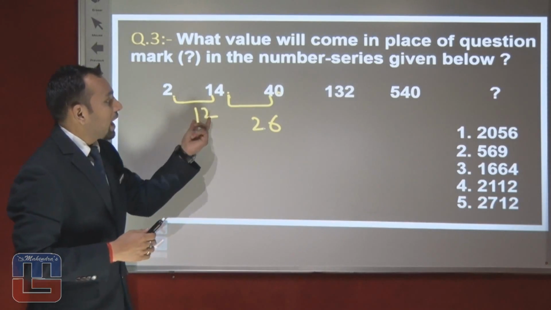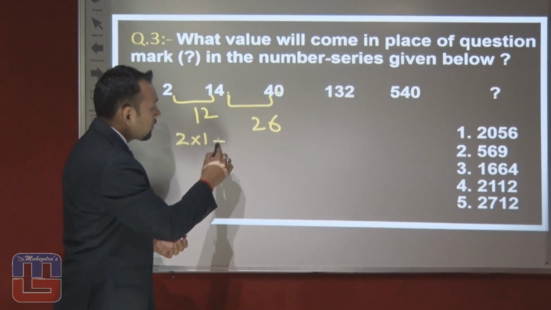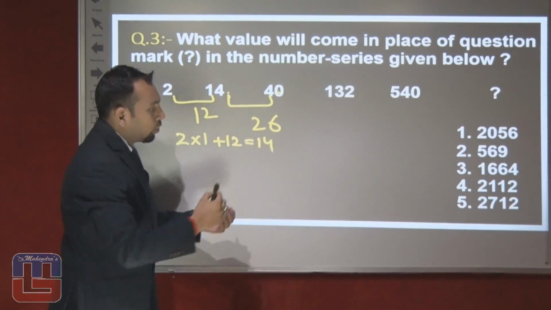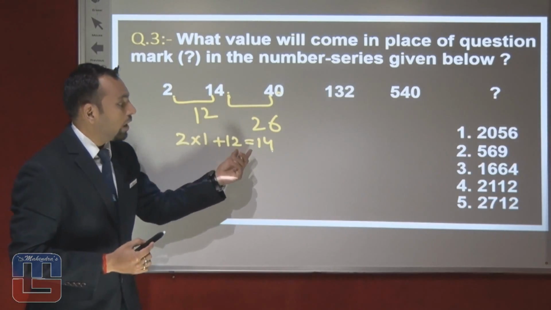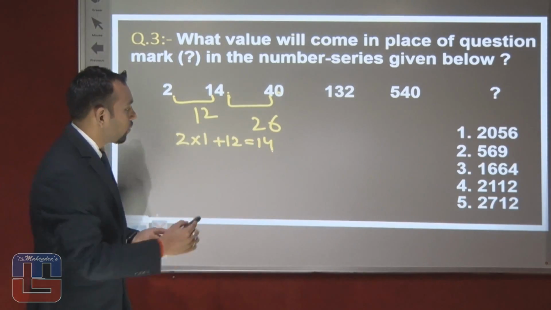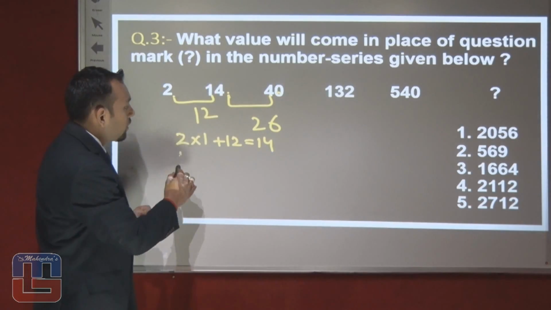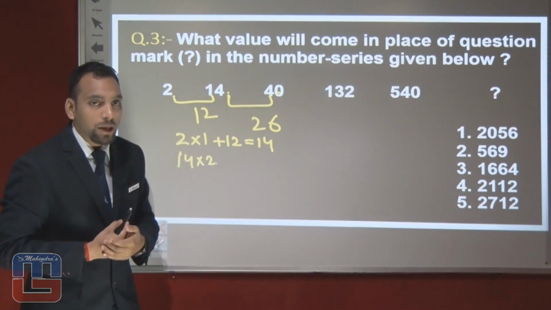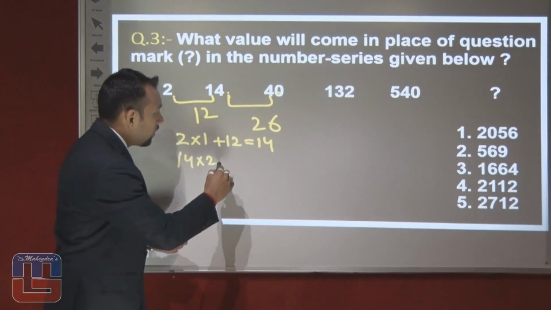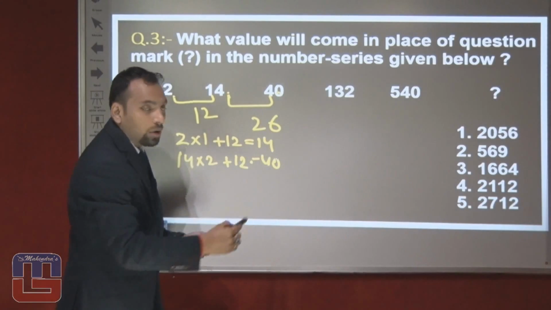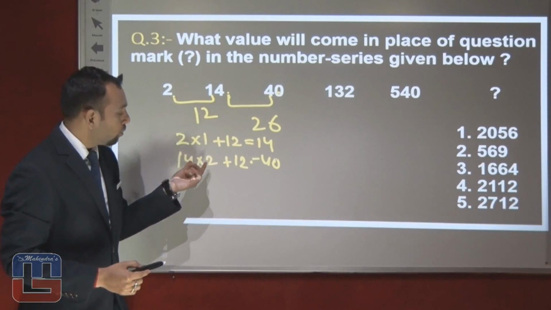Now see, this can be written as 2 into 1 plus 12, so we will get 14. Now see the next one. If you have to get 40 from 14, how will you write? Now see, 14 into 2 will become 28, and you have to get 40, so add 12 more, and you will get 40. Now the logic is clearly visible: into 1 plus 12, into 2 plus 12.